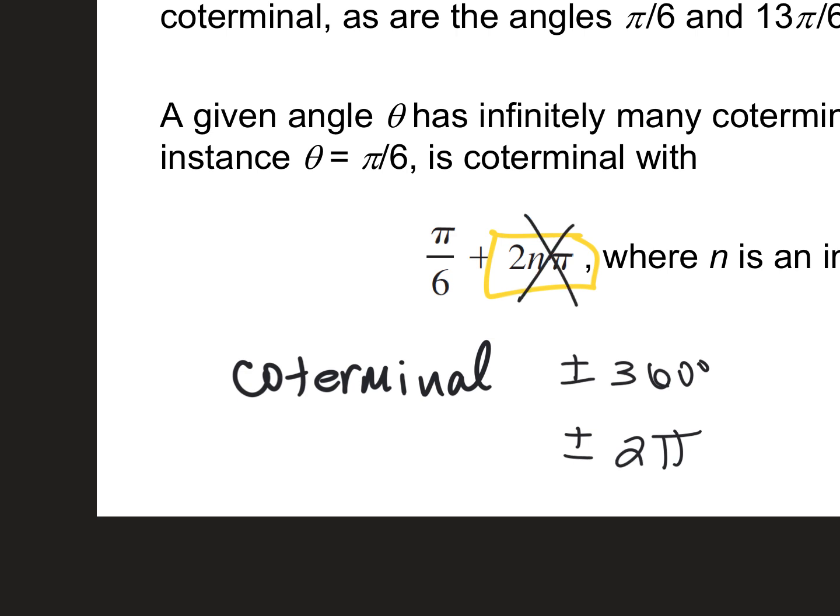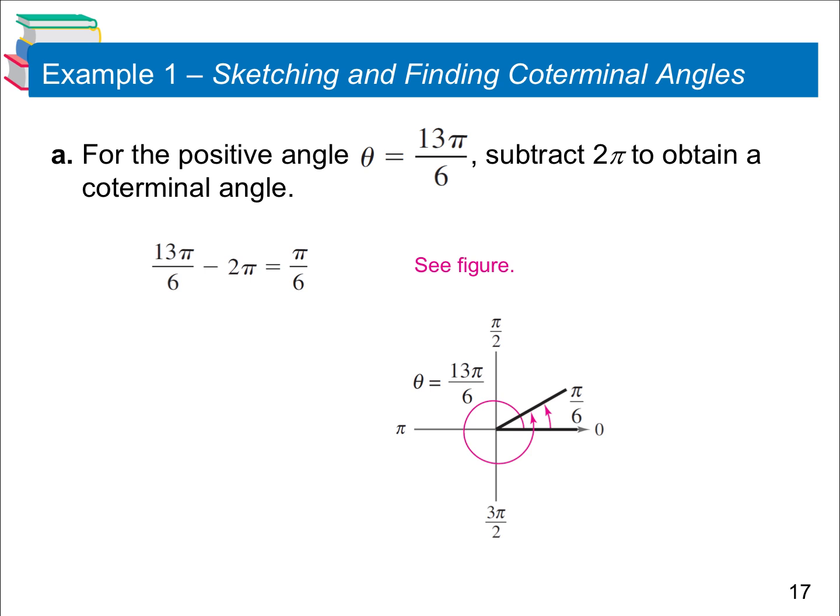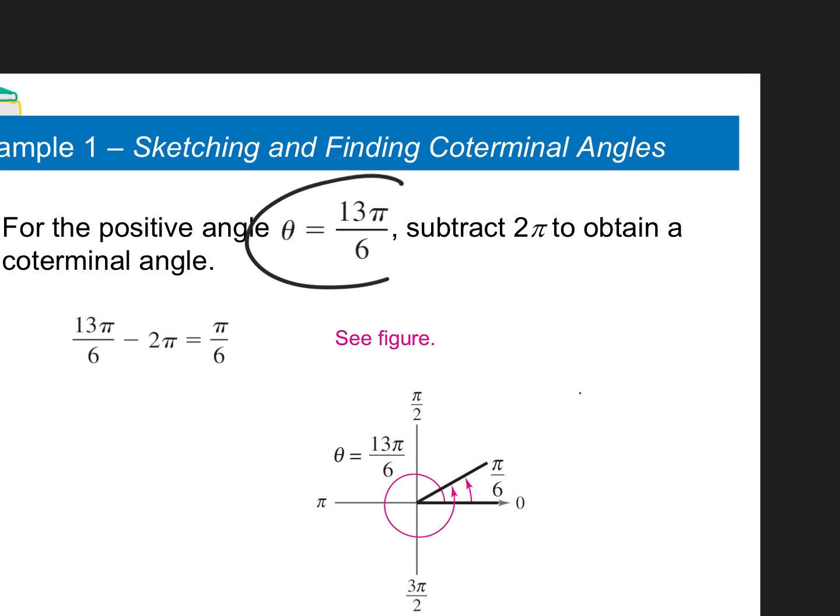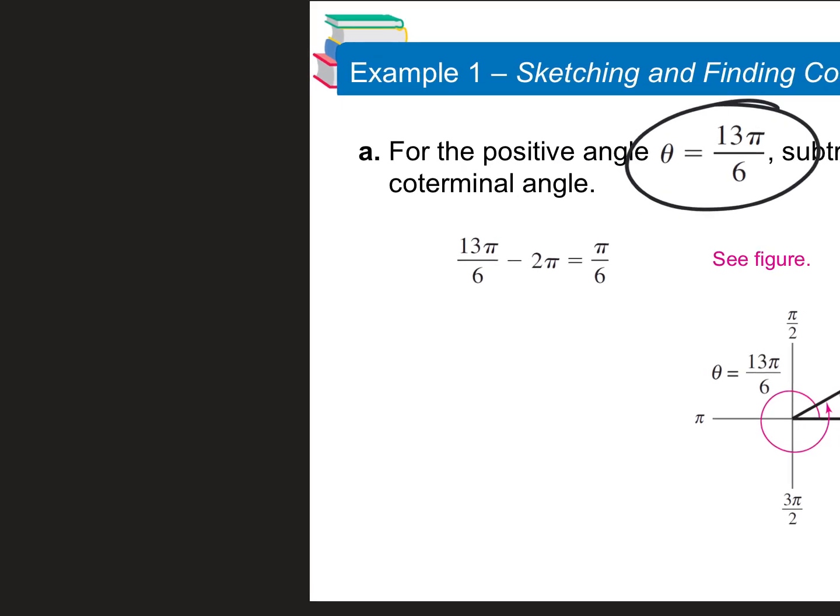Don't worry about this. All that's saying is I can go 2 circles around, I can go 5 circles around. That's all that's saying. You don't have to worry about that. So if you have a question and it gives you theta, the central angle that we're talking about, 13 pi over 6. Okay, here's my angle, 13 pi over 6.